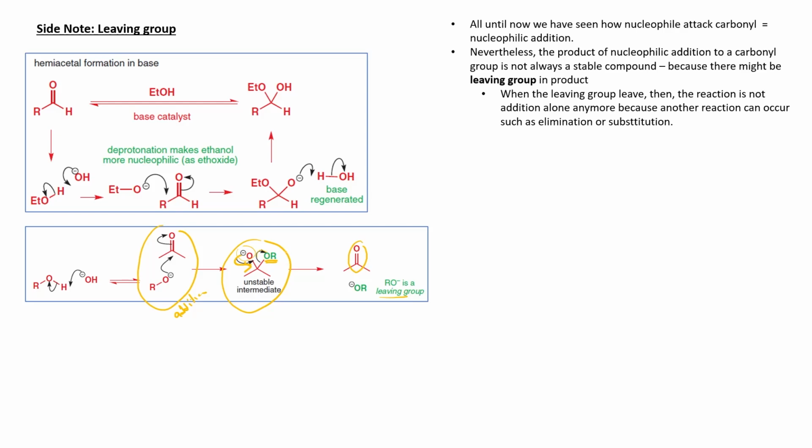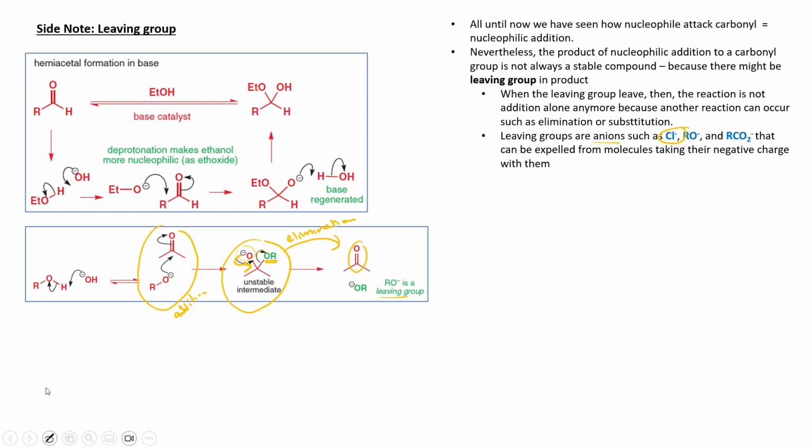So what will happen here? This thing is what we call elimination. So now leaving groups are anions such as Cl, the chloride. Let me remove this first. Okay, a leaving group is an ion such as this, the Cl. So Cl or OR, whatever the thing, and the RCO2. So basically it's like this, COOR, RCO2. Okay, let me remove this.